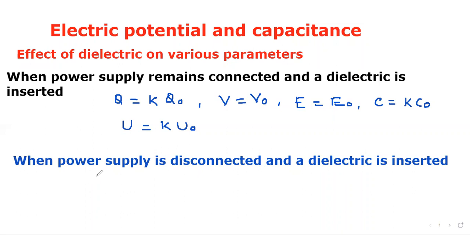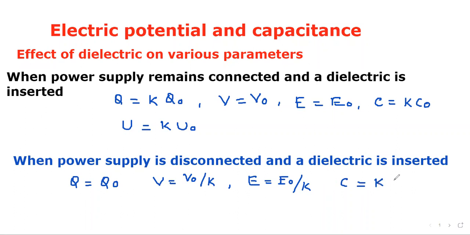In that case, Q remains Q0, V becomes V0 divided by K, E becomes E0 divided by K, capacitance becomes K times the original capacitance, and potential energy decreases by a factor of 1 upon K, that is, U0 upon K.